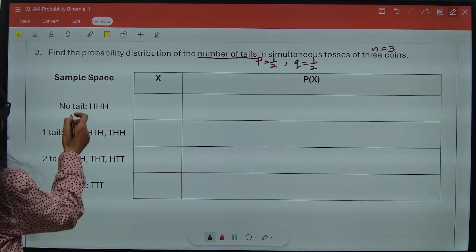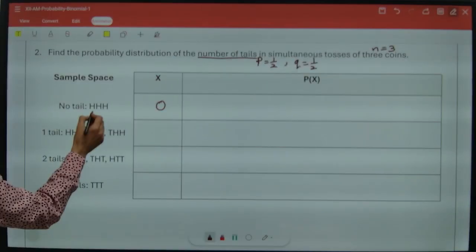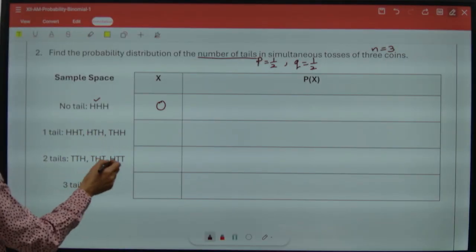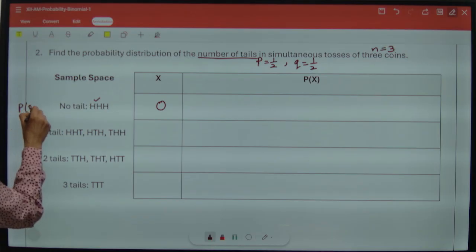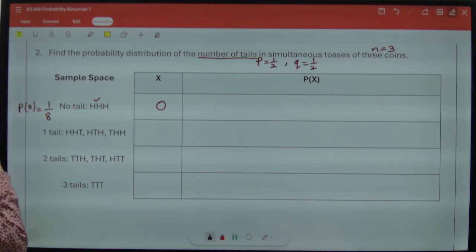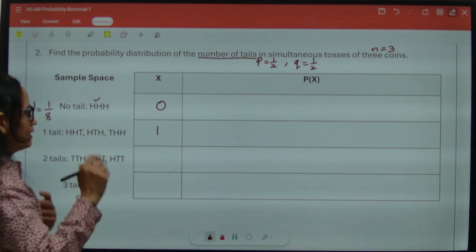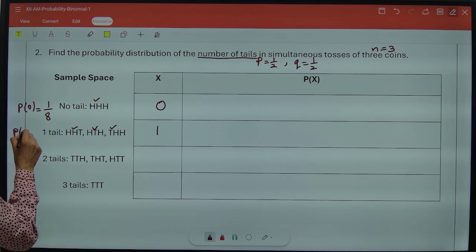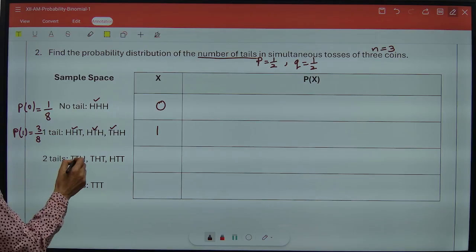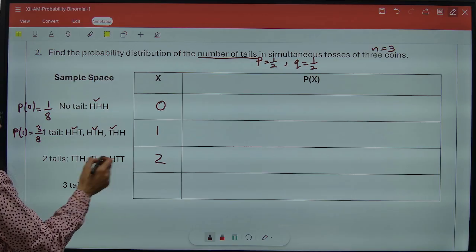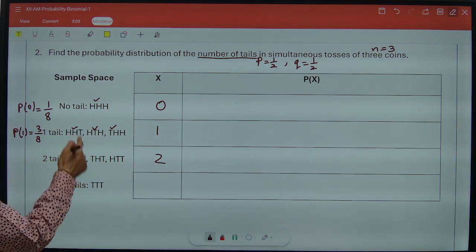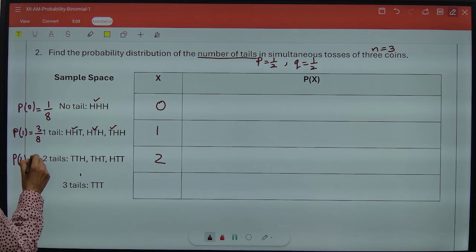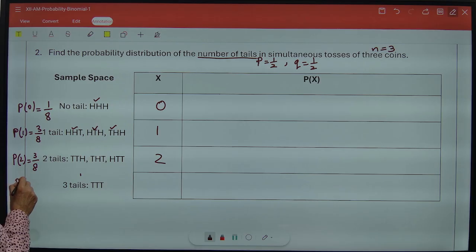So if x is 0, that means no tail. So what is the probability? 1 out of how many total outcomes? 8. So the probability of 0 tails is going to be 1 by 8. Right? If x is 1, that means you get 1 tail. So what is the probability? The number of favorable outcomes is 3, 3 out of total 8. So the probability of 1 is 3 by 8. If x is 2, 2 tails, again the number of favorable outcomes is just 3, 3 out of total 8. So the probability of 2 is also 3 out of 8. And the probability of getting all the 3 tails is again 1 by 8.